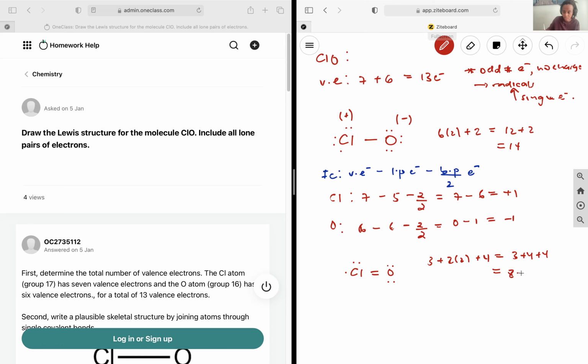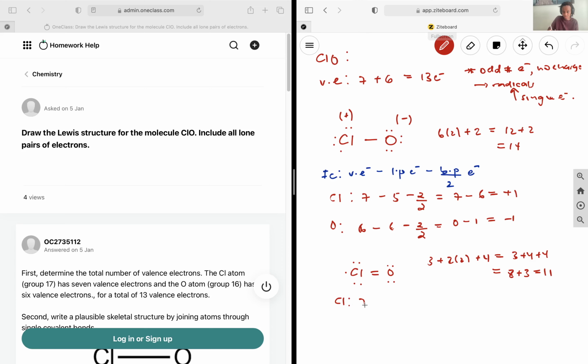And that's going to be 8 plus 3, which is only 11. So let's go about adding the extra 2 on the chlorine, not on the oxygen, because it's happy with a charge of 0 here. If we go ahead and check the formal charges, and then now let's double check our formal charges again.